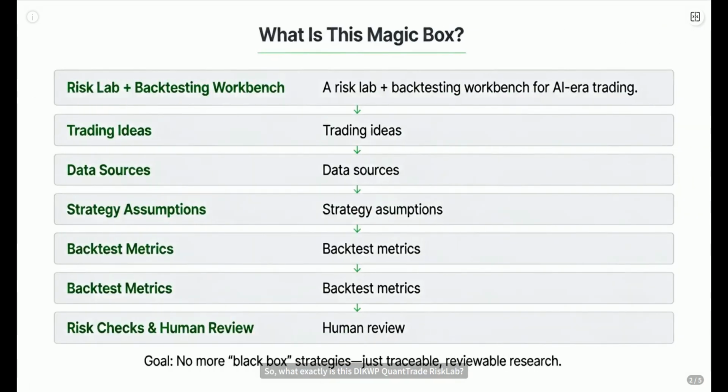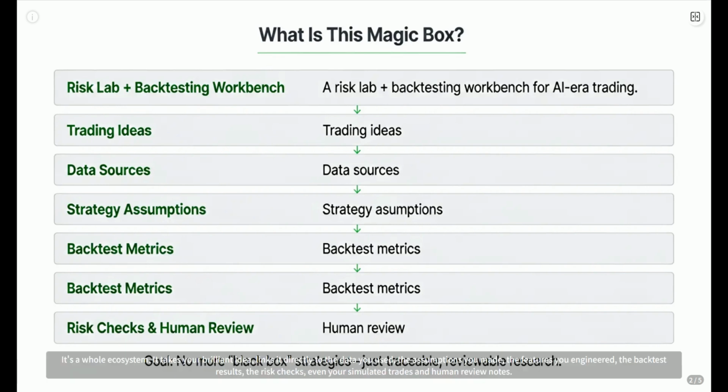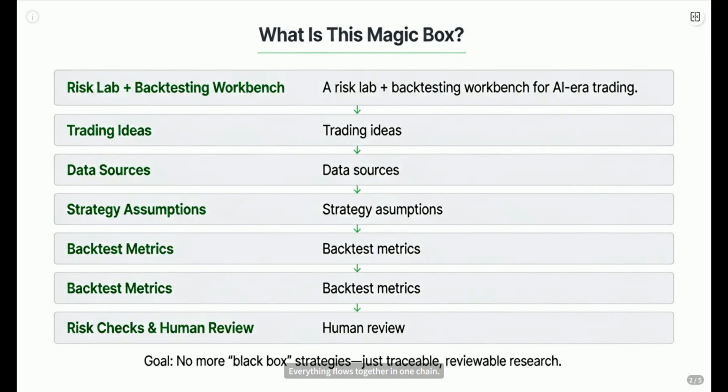So, what exactly is this QuantTrade RiskLab? Think of it as your ultimate research command center for building and scrutinizing trading strategies in the age of AI. It's not just another backtester. It's a whole ecosystem. It takes your brilliant idea, links it directly to the data you used, the assumptions you made, the features you engineered, the backtest results, the risk checks, even your simulated trades and human review notes. Everything flows together in one chain.